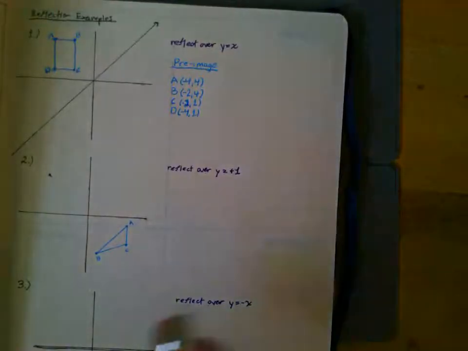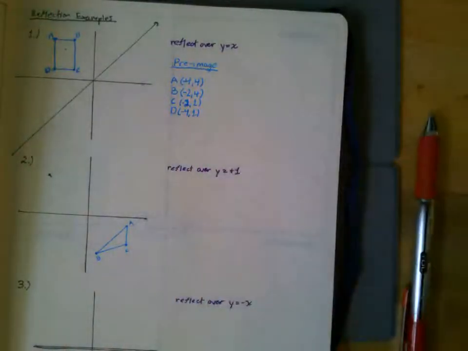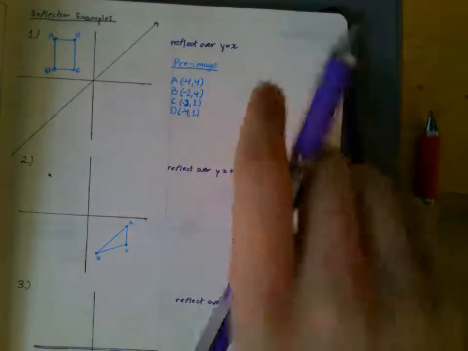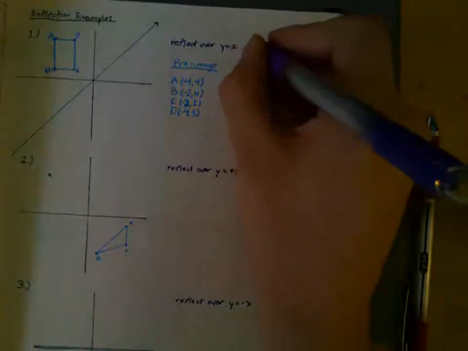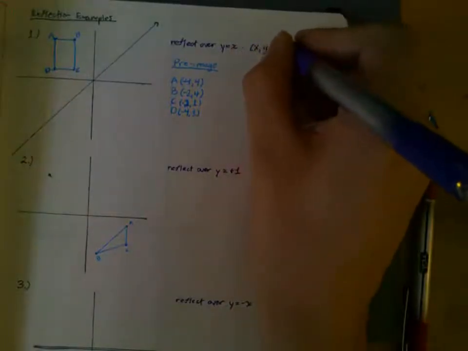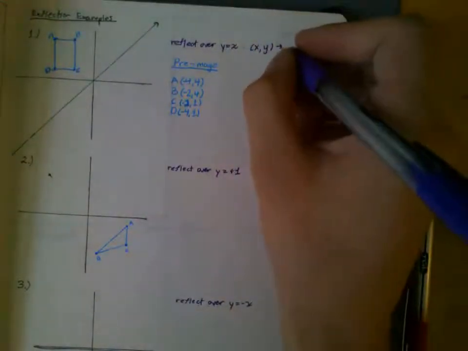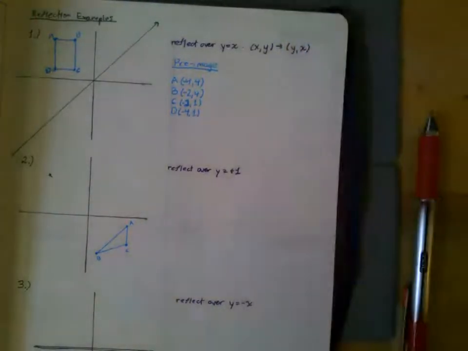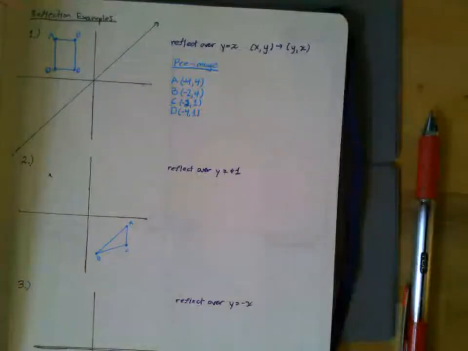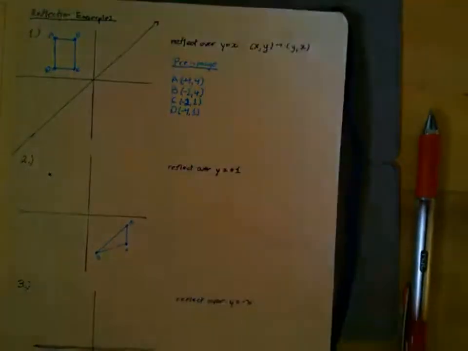So the rule for reflecting over y equals x is (x, y) becomes (y, x). They flip location, right? That's it. They don't change any signs. You just flip them around. So that is our rule for that one.